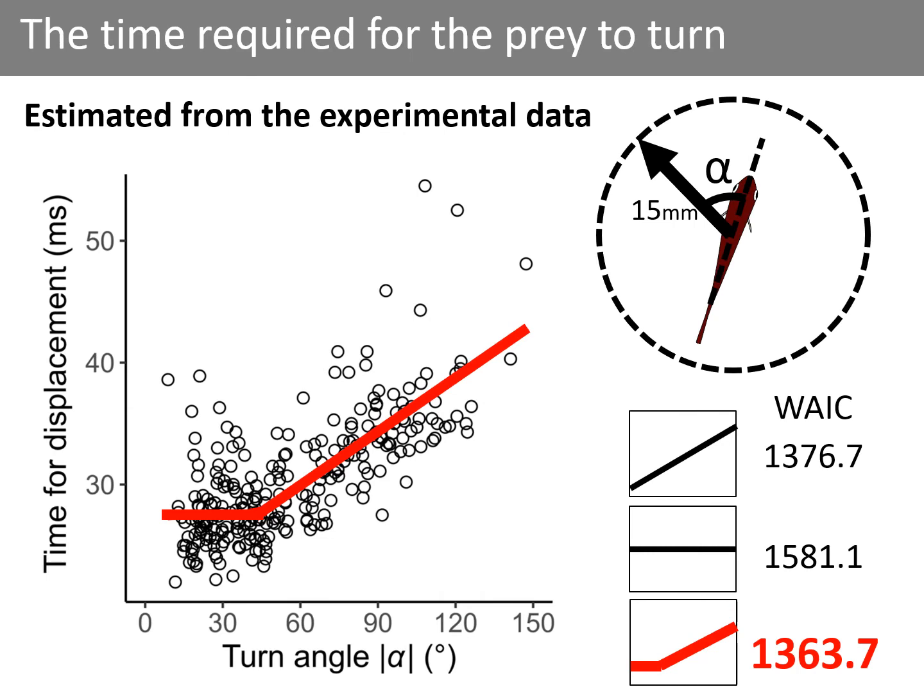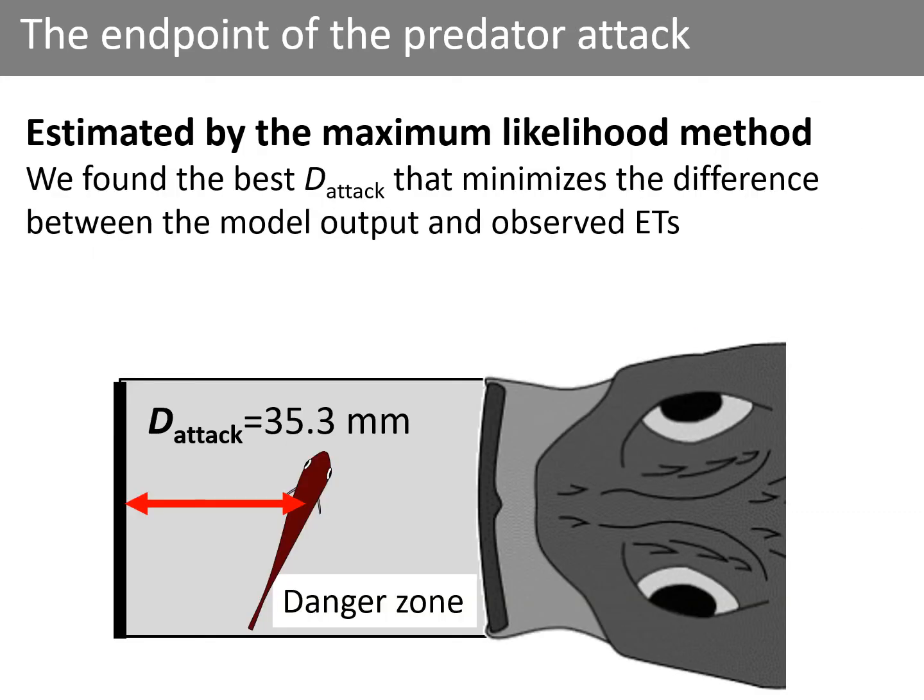This slide shows how the time required for the prey to turn was incorporated into the model. We estimated the relationship between the turn angle and time for displacement of 15 mm from the initial position from the experimental data. As you can see from this figure, the time was constant up to about 50 degrees, above which it linearly increased. The endpoint of the predator attack was estimated by the maximum likelihood method. We found the best distance that minimizes the difference between the model output and the observed ETs, which was about 35 mm.